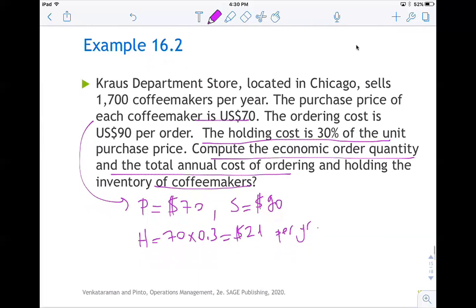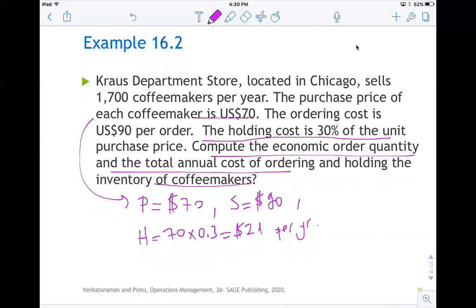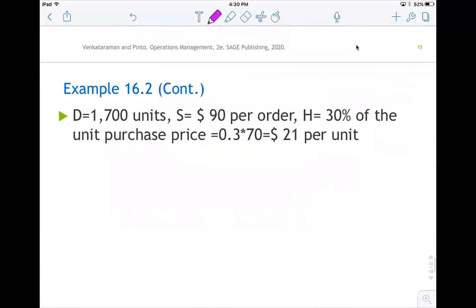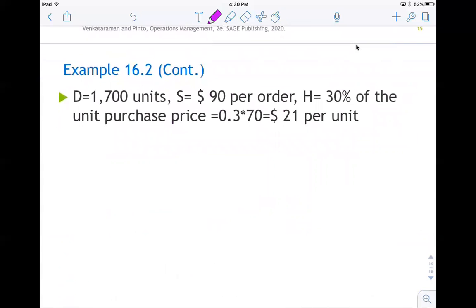All right, so are we given the demand? Yeah, we are also given the annual demand, and that is right over here, 1,700. Okay, so this is the summarized information here. Remember our EOQ formulation. Of course, you don't have to memorize these formulas. You will be provided to use them whenever you want. Just make sure that you can implement this equation.